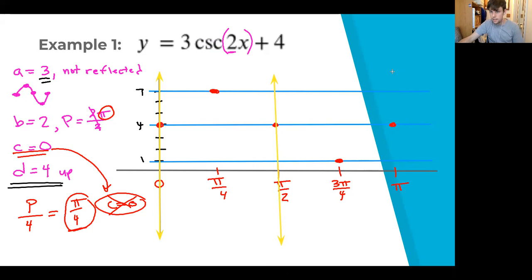And the last one right there. So this one has 3 vertical asymptotes in the cycle. Cosecant always has those 3 at the beginning, at the middle, and the end, exactly like sine has those midline points there. From there, we just need to draw in the U-shapes that make our cosecant graph.